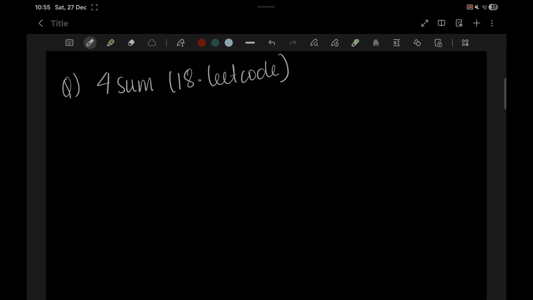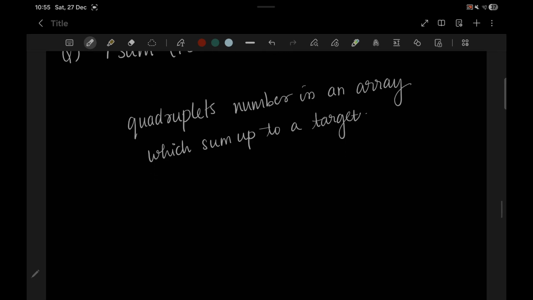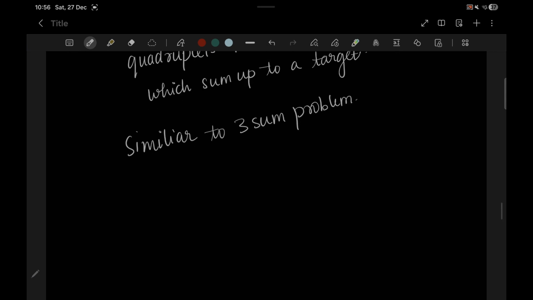First, let's be a bit descriptive about the problem. The problem needs you to find quadruplets of numbers in a given array which sum up to a target. So it is similar to the 3Sum problem, but you just have to find four numbers in this instead of three.